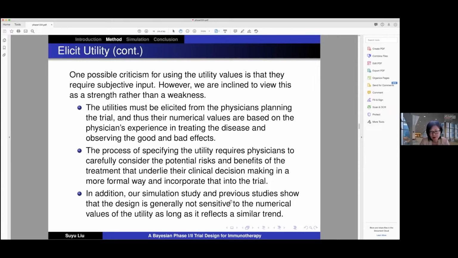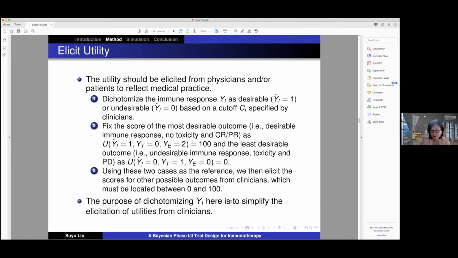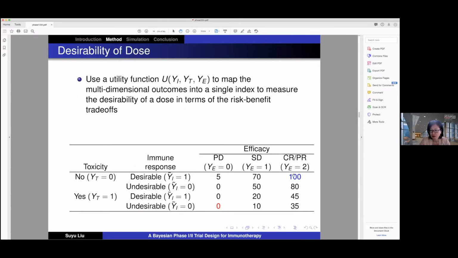In addition, our simulation studies and previous studies also show that the design is generally not sensitive to the numerical values of the utility as long as it reflects a similar trend. So how desirable, for example, we give a score of 100 if we don't have toxicity but have an undesirable immune response. However, we achieve the best efficacy outcome, and we give a score of 80 here. Whether you give it 80 or 70 does not matter that much for the absolute value.